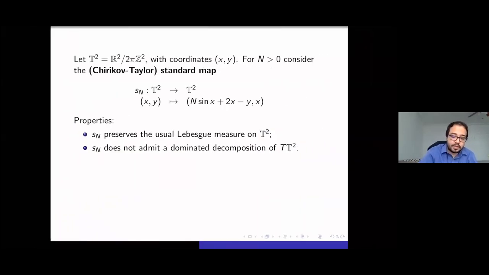Two properties, like I mentioned: it preserves Lebesgue measure. And because of those rotations, I'm going to define this dominated decomposition thing tomorrow, but it does not admit a dominated decomposition, meaning you cannot have a good splitting of your tangent bundle in good dynamical directions over the entire manifold for this standard map.